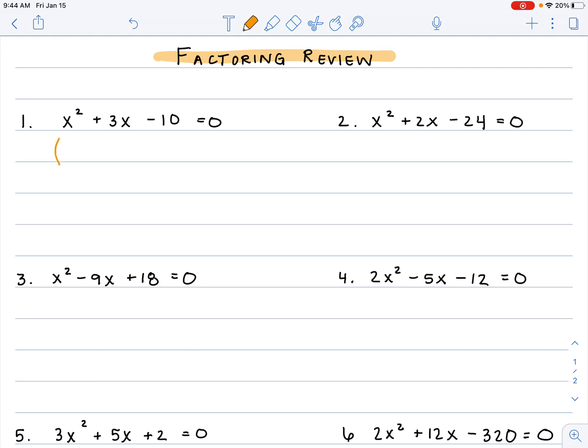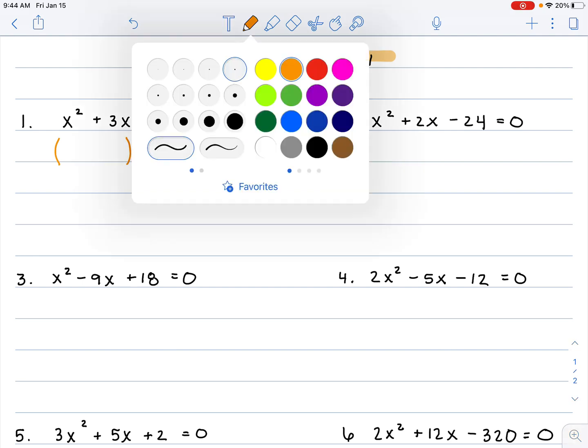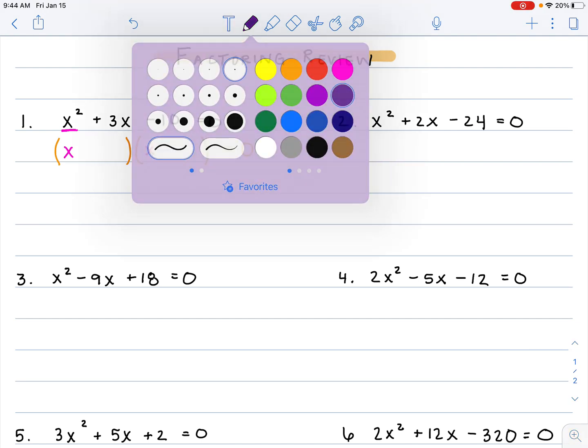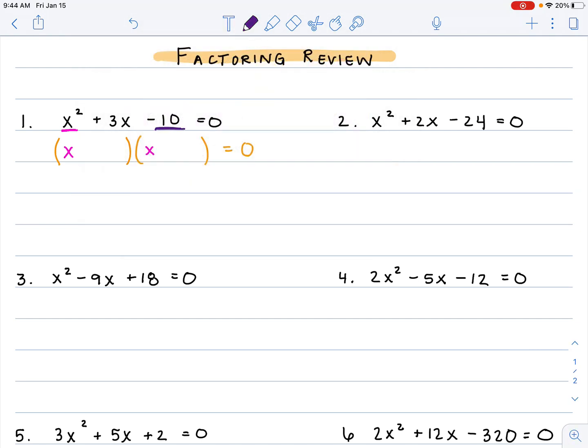So this first example says x squared plus 3x minus 10. So we're going to make our parentheses. All right, the first thing that goes into these parentheses is what times what gives me x squared? Well, x times x gives me x squared. And then the second thing you're going to think about is what times what gives me 10. So let's think about the factors of 10. The factors of 10 are 1 and 10 and 5 and 2.